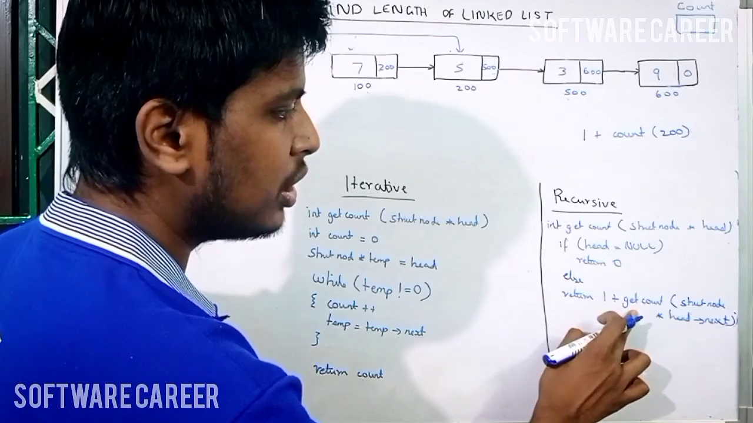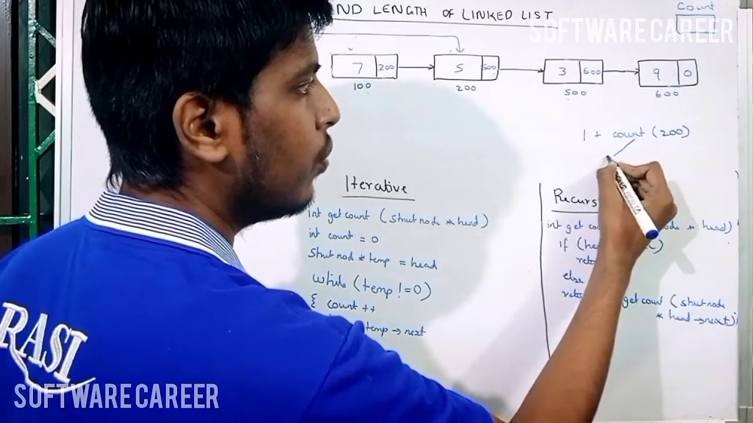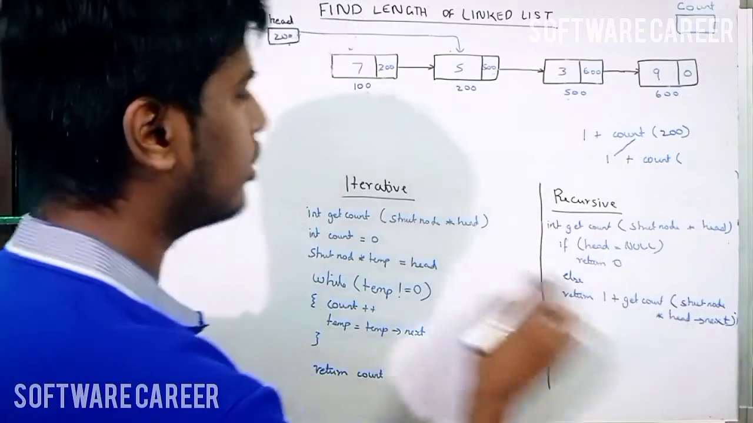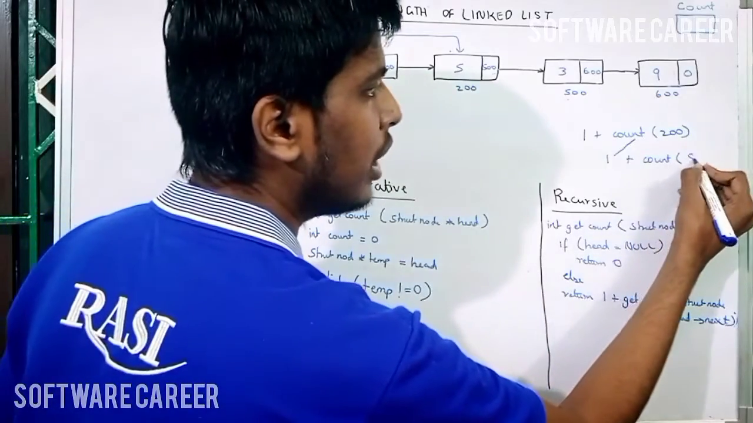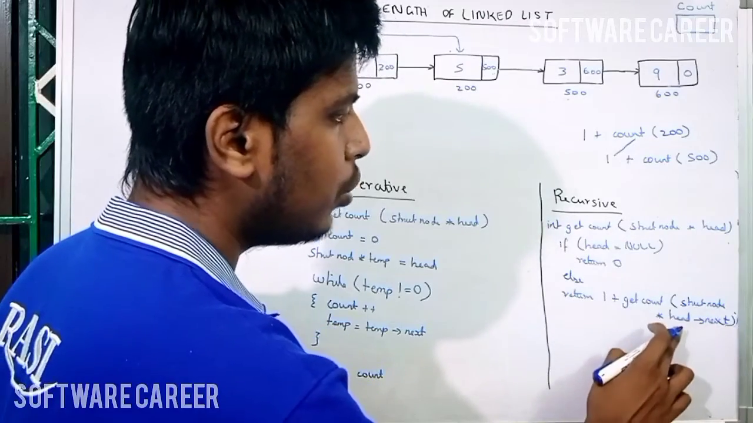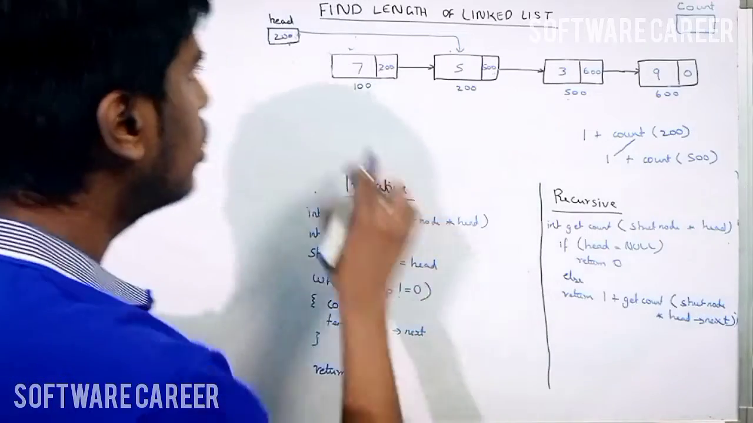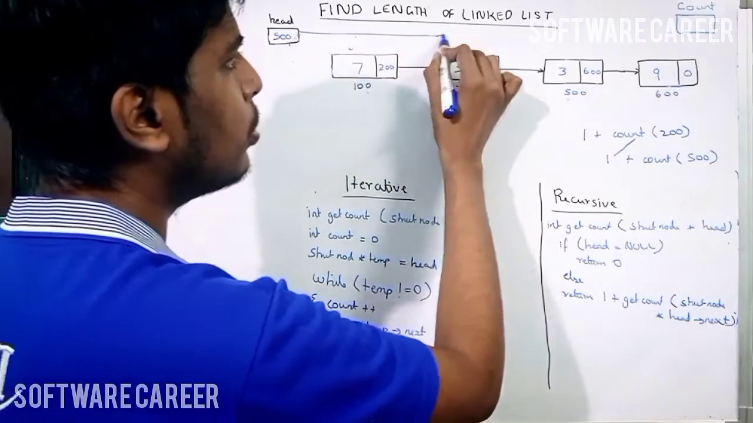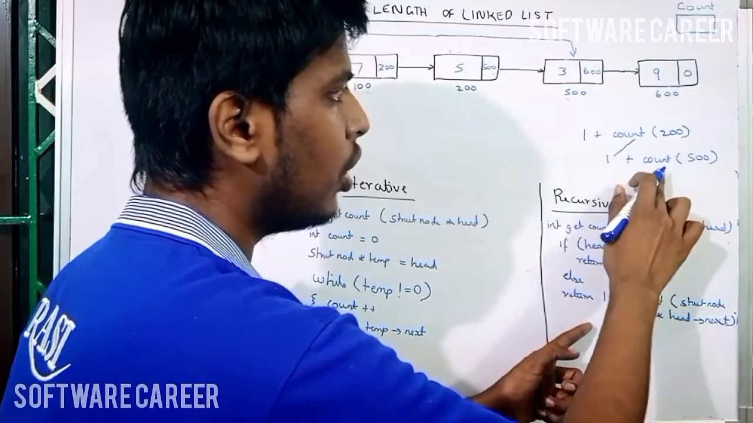Now I'm calling the function 1 plus get count of struct node head. So this recursive function is called, 1 plus count of head next. Head is 200. 200's next is 500. So count of 500. This function is called. Now it's calling the same function back. Now head is 500, so head value is 500. Now 500 means this pointer is pointing to the third node.